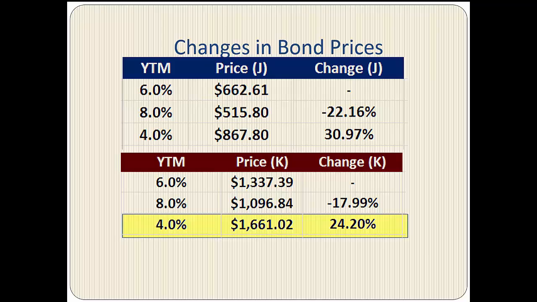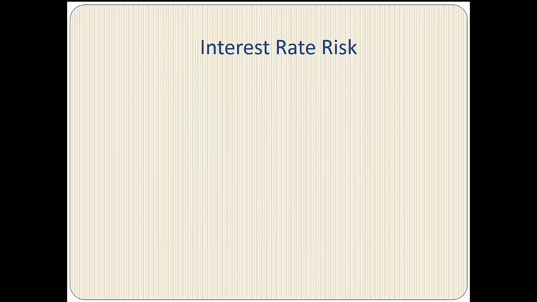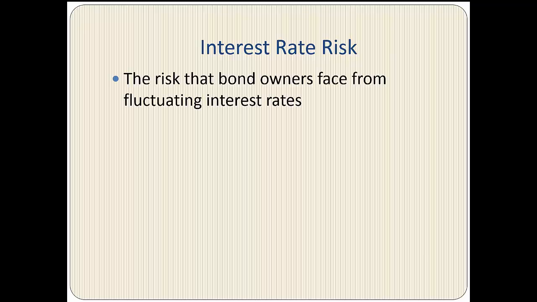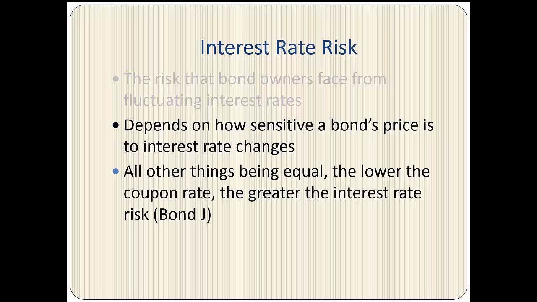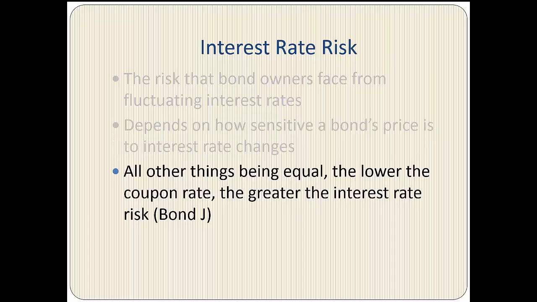That brings us to the concept of interest rate risk. This is the risk that bondholders face from fluctuating interest rates. The interest rate risk depends on how sensitive a bond's price is to interest rate changes. All other things being equal, the lower the coupon rate, the greater the interest rate risk, as in bond J.